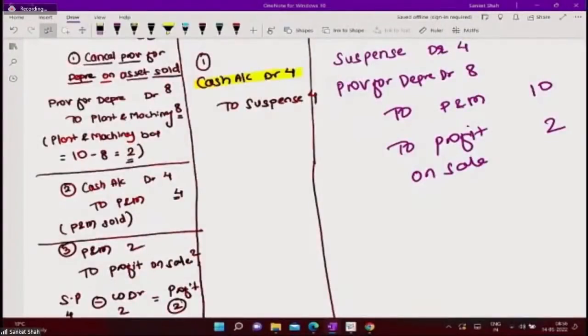and in index, I'm going to give you these entries. So don't worry. In index, I will show you these entries. So you can take a screenshot. Yes, sir. Understood or not? If you have any difficulty regarding this entry, you can ask me. So first entry, we have to cancel provision.